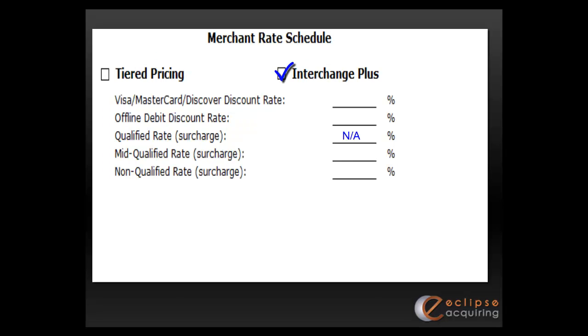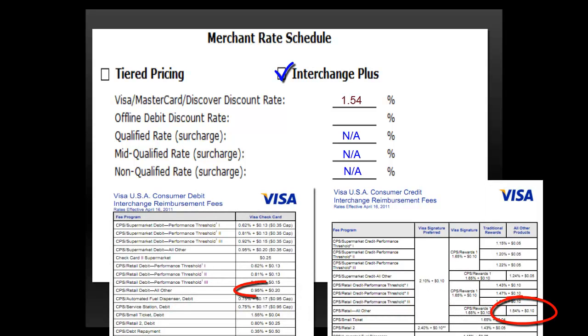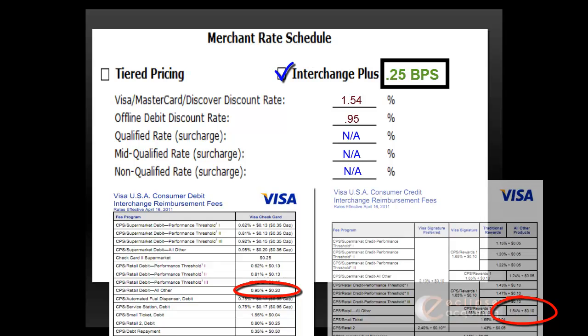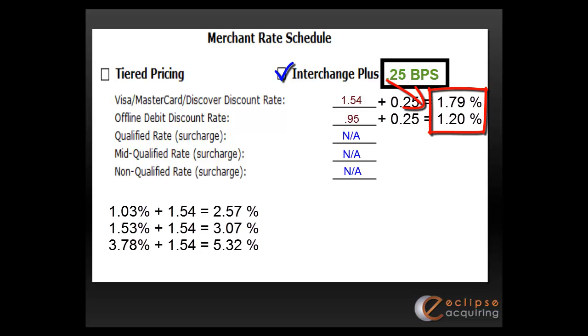None of the qualified rates will apply, and let's use the same interchange rate of 1.54 and a common debit card interchange rate of 0.95 for this example. Let's say you've been quoted 25 basis points, which is also sometimes referred to as a discount rate. When we add this to the interchange rates and do the math, you can see what the same card would cost on interchange. Let's look back to our previous math we did on the tiered pricing example.